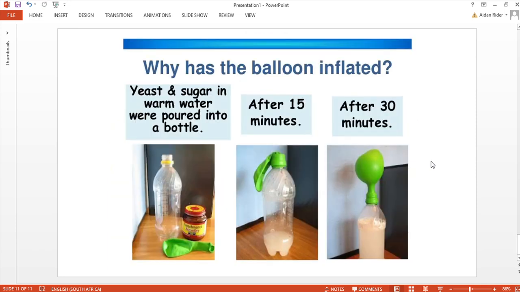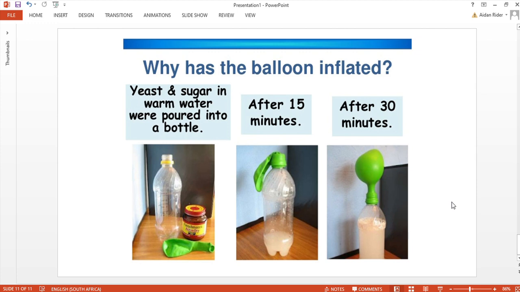Okay, then just lastly, I want to show you an interesting experiment you can actually do at home. What you do is you put yeast, sugar and warm water in a bottle. The yeast is your product. You want fermentation to happen. So you have the yeast microorganisms, give them some food to eat, like sugar, which is your glucose, and place it in warm water for the reaction to happen. Then you wait 15, 30 minutes, an hour or 2 hours.